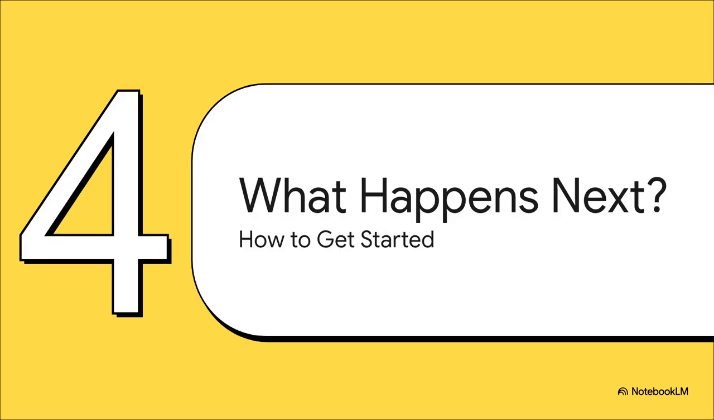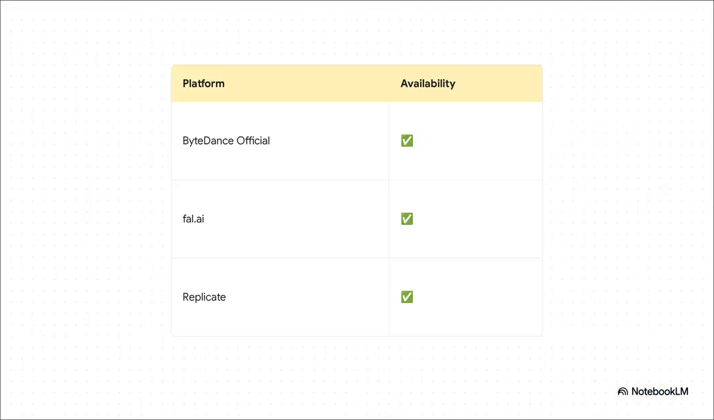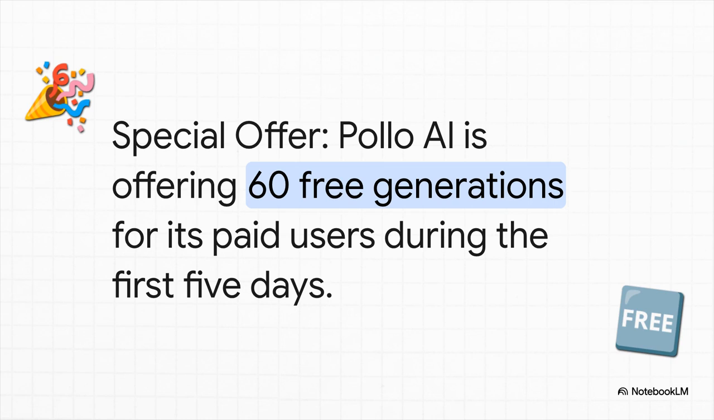Okay, so you've seen what it's capable of. The next logical question is, how do I try it myself? And the good news is, getting your hands on it is actually pretty simple. Let's take a look. Of course, you can go to the official ByteDance website, but it's also up on popular developer hubs like fal.ai and Replicate. And that's really important because it means people can start integrating it into their own apps and projects, like right now.